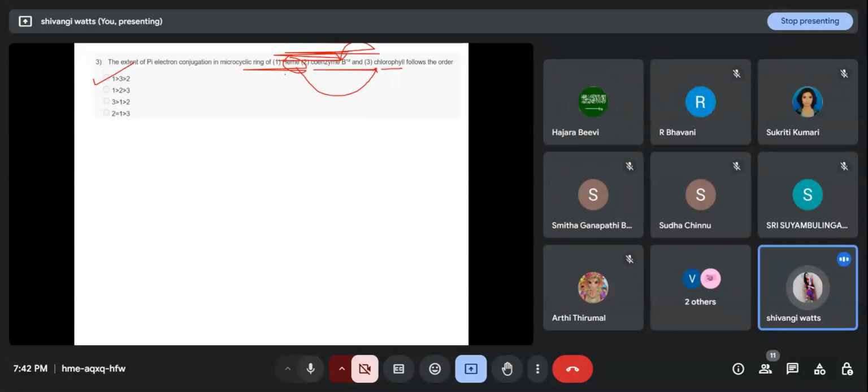So here there are four questions: which system in each one, two, three, and this is the fourth question. You should remember this. This question is important for IIT JAM and NET. This question they will generally ask.